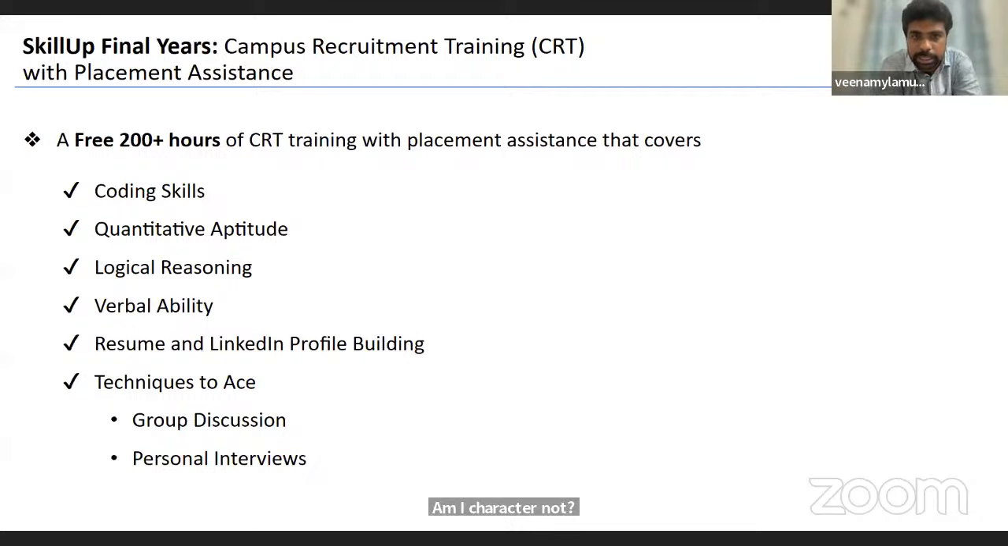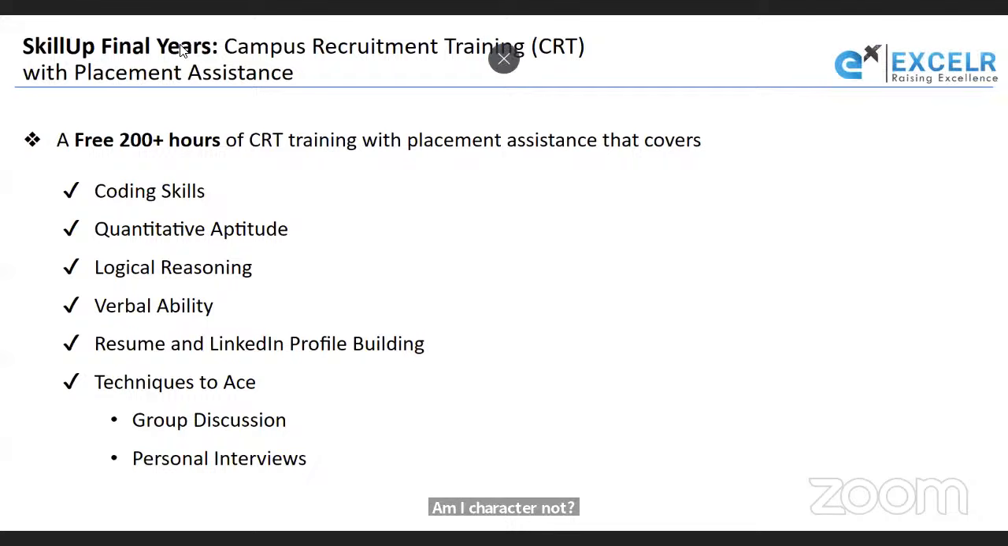Nitya, you'll be changing the slides? This is the only slide. Okay, on those lines you can expand. I mean, you can elaborate.